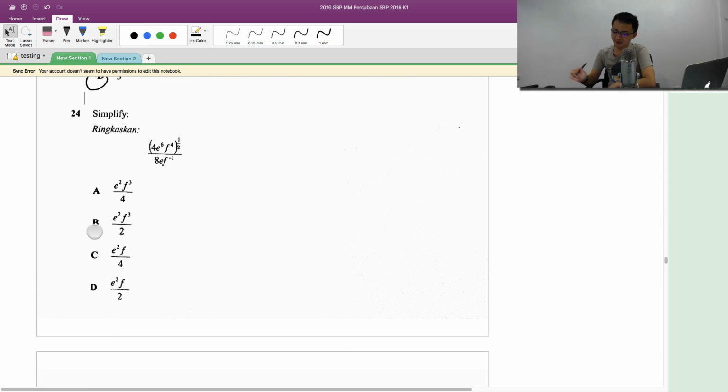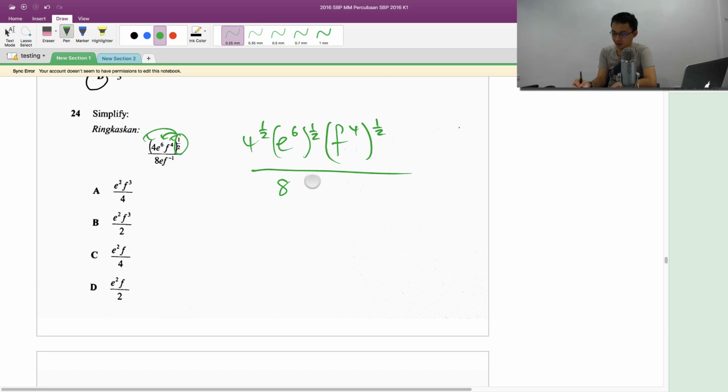Okay, then simplify this one. Of course, you have to know the power of 1 over 2 is for all 3 terms here. So it's 4 power of 1 over 2, E6 power of 1 over 2, and F4 power of 1 over 2. Alright, you should know this. Okay, then 4 power of 1 over 2 is basically equals to 2. This is square root 4. I say power of 1 over 2 is same meaning with square root. So this is square root 4, this is 2. 2 and 8 I simplify, I left a 4 here.